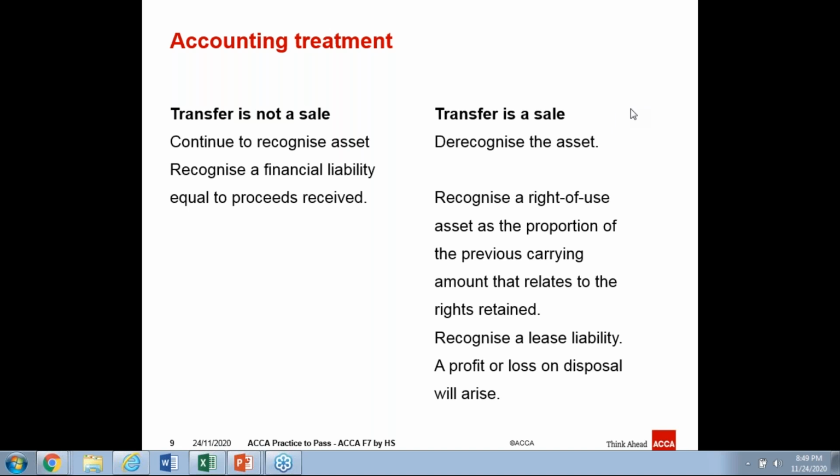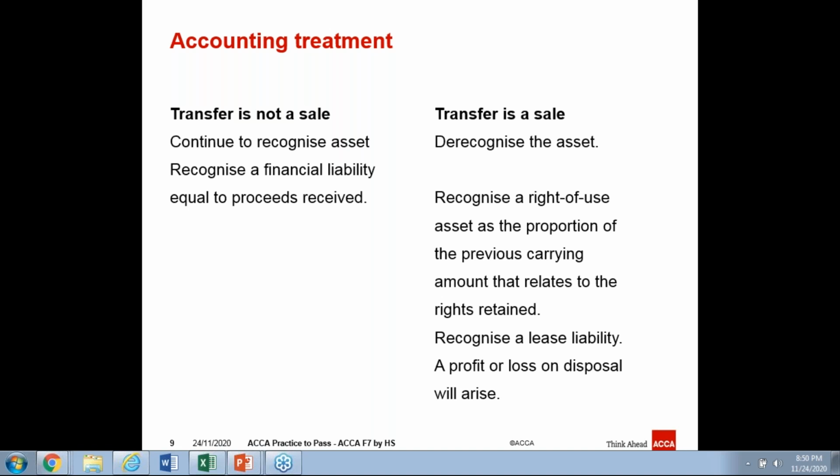Sale and leaseback treatment has two cases. The first one is the case in which the transfer is not a sale, and the second situation is where the transfer is a sale. So how can we identify whether the transfer is a sale or not a sale? You have to see whether the company has still maintained control of that asset, or has delivered most of the control of the asset. You can judge this through the useful life of the asset.